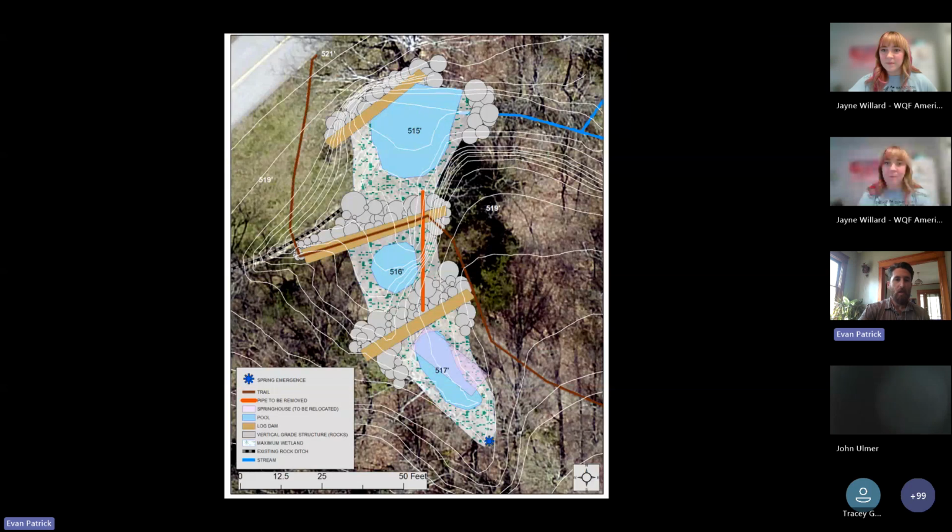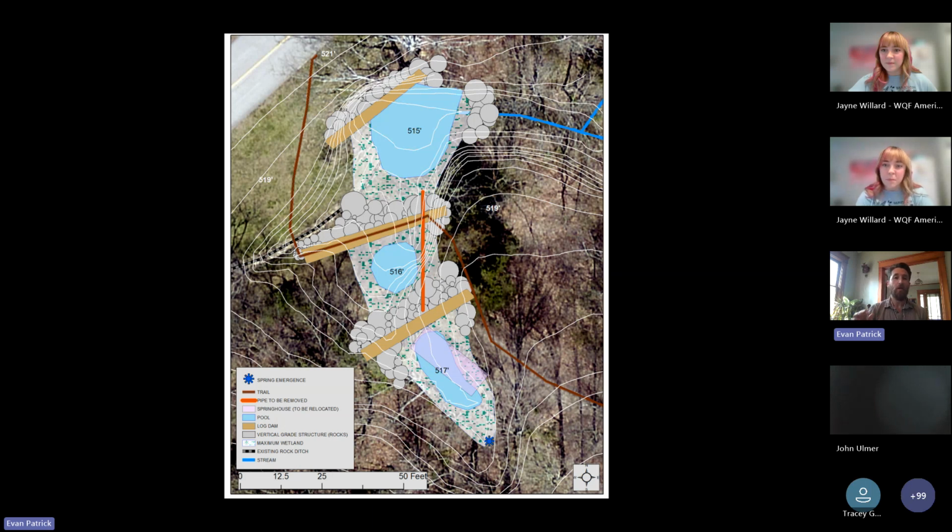And so this was our design for this spring. You can see this purple outline here. That's the stone structure. The blue asterisk is the spring emergence. And the idea here was to create 3 cascading pools to not only naturalize that spring emergence, but also create some wetland habitat in a very visible location.